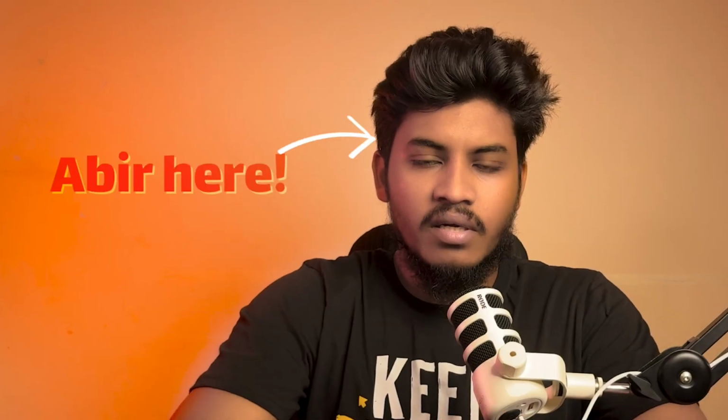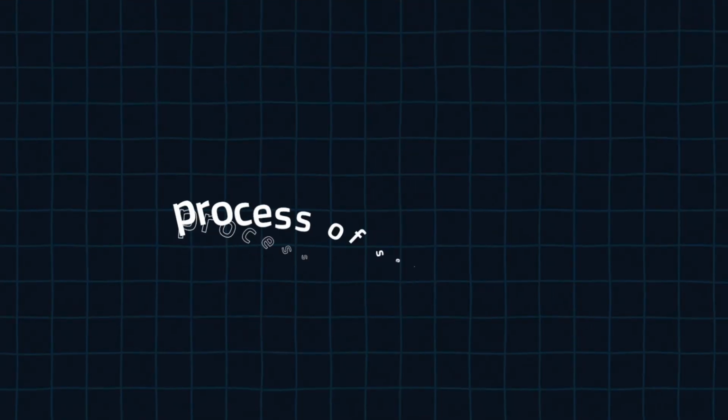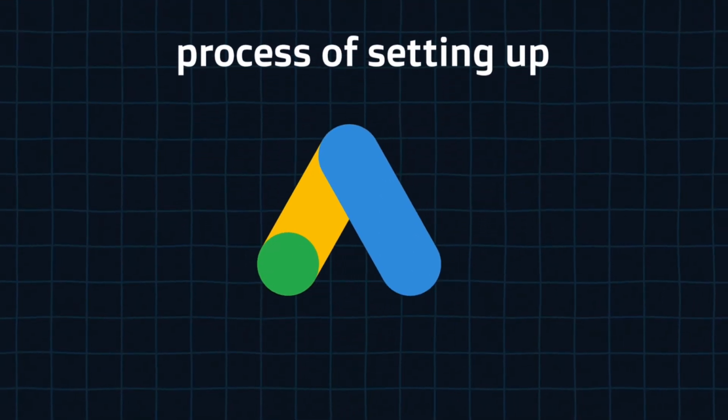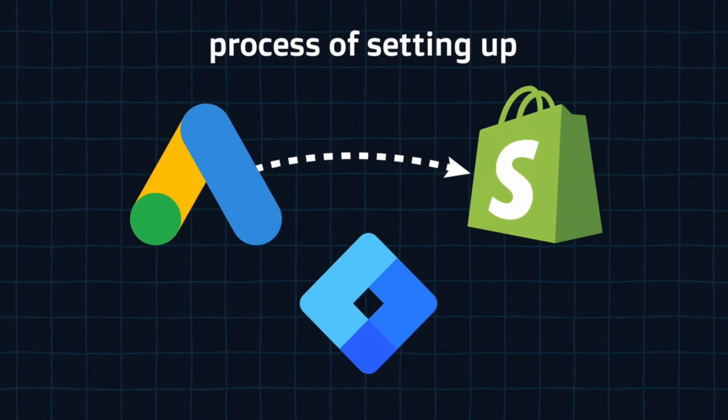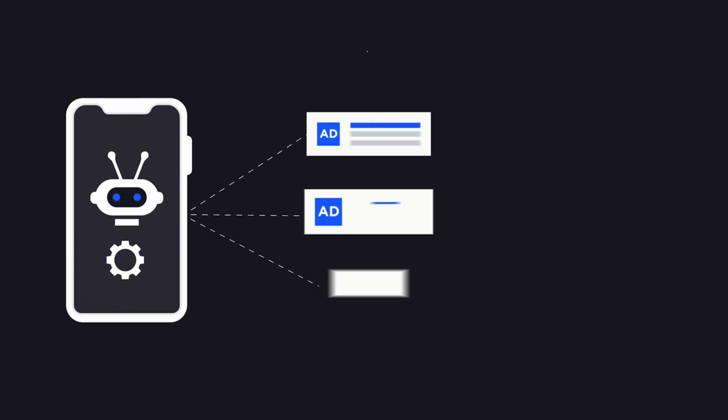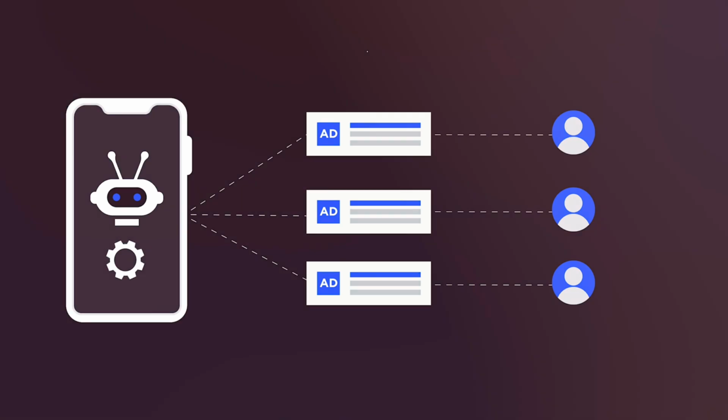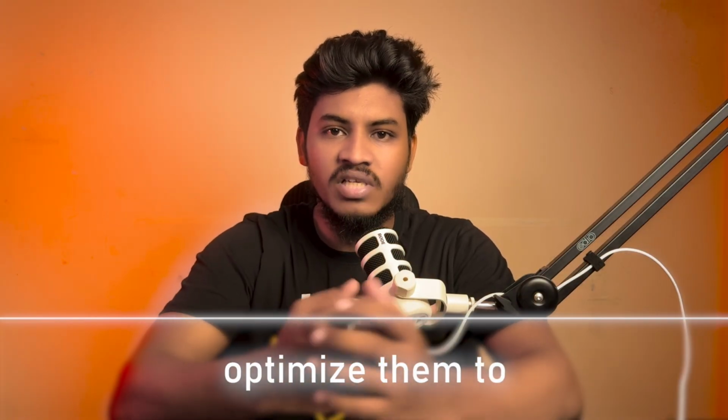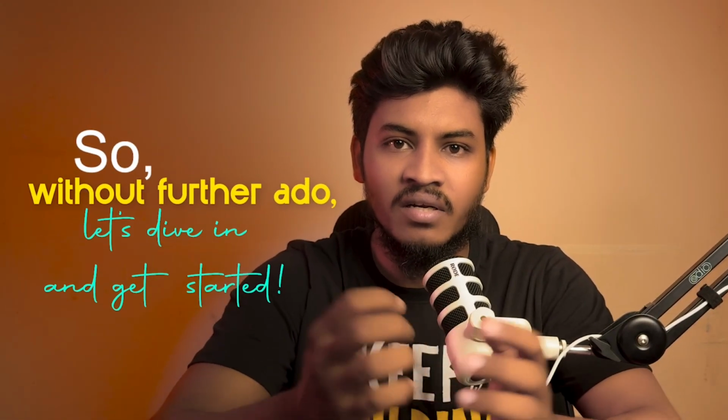Hi everyone, Abir here. In today's video, I will show you the process of setting up Google Ads conversion tracking for your Shopify store using Google Tag Manager. Specifically, we are going to focus on tracking purchase conversions, so you can measure the exact sales from your campaigns and optimize them to improve your ad performance. So without further ado, let's dive in and get started.